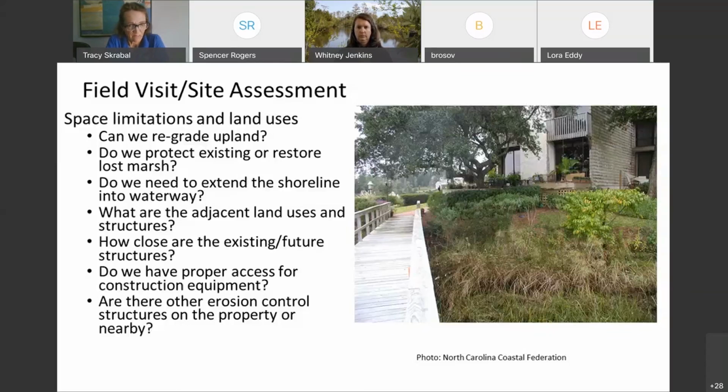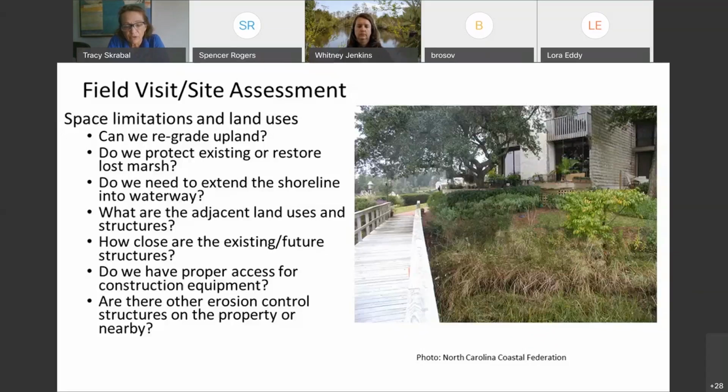This is a condominium development here. They called us out there because they had a hurricane that brought surge up into their first floor. The reason is not 100% obvious in this photo, but that is an extremely steep bank from that patio to the existing marsh here.